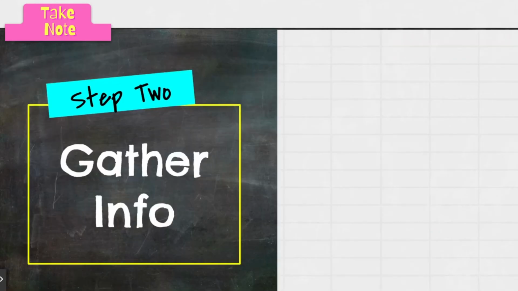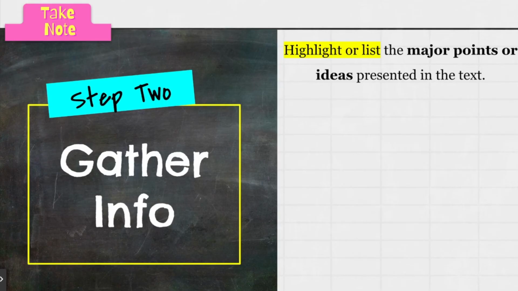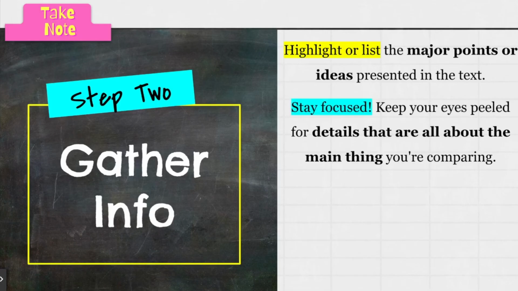Step 2. We're going to gather that information. So what does that mean? That means once we know what we're comparing and contrasting and why, we're going to highlight or list major points or ideas presented in the text. So, again, back to the pollution thing, if we are comparing and contrasting ideas about pollution, these are the only points that we're focused on in the text, and we will highlight and underline those or make a list if you can't highlight.